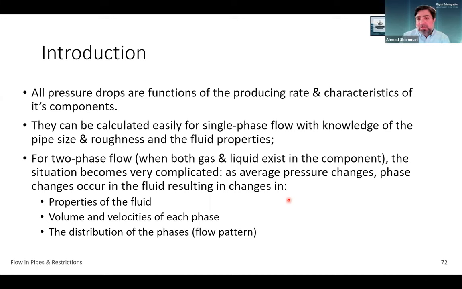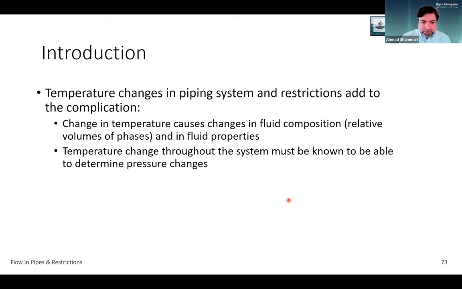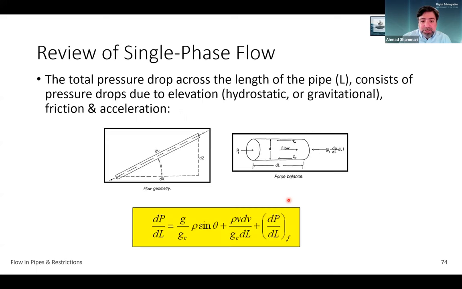because we have saturation values that will change, we have gas dissolving in oil, etc. So all that will make two-phase flow really complex. In addition to that, the temperature changes in pipe systems and restrictions add to the complication, because a change in temperature causes changes in the fluid composition, relative volume of phases, and fluid properties. The temperature changes throughout the system must be known to be able to determine the pressure changes.